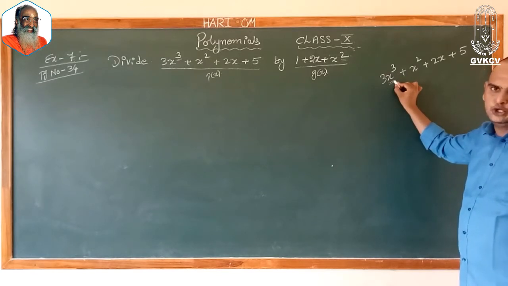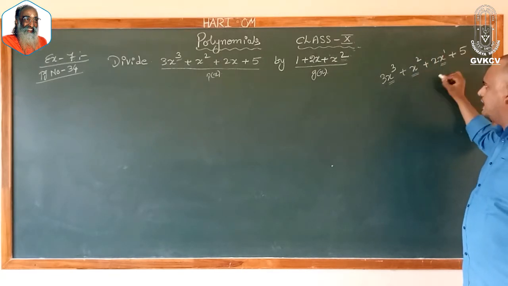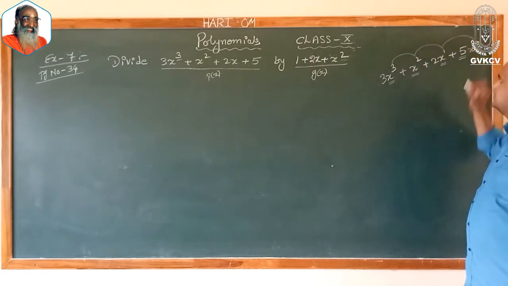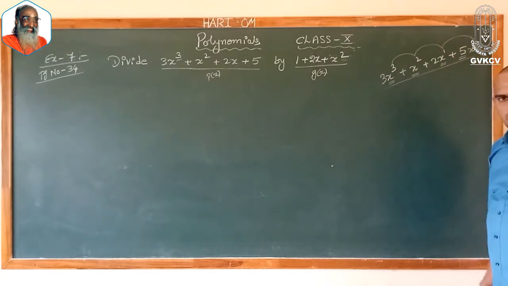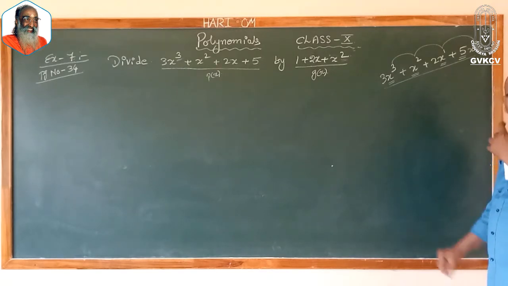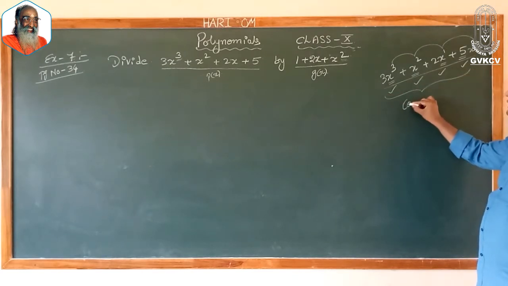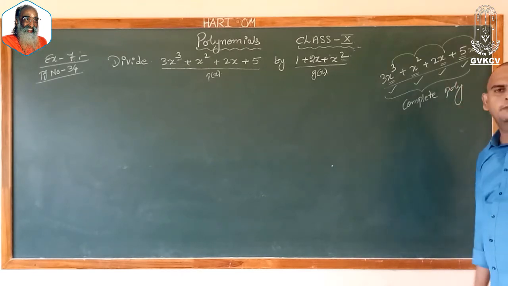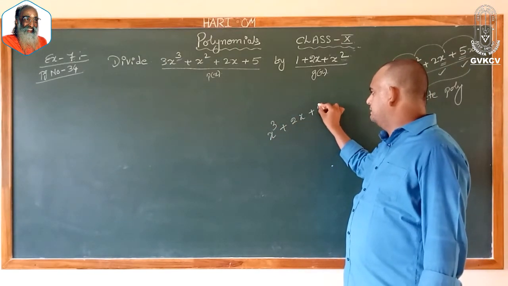First, which term do we have? X cube. After x cube we should have x square, after x square we should have x power 1. Next, we have the constant. See, 3, 2, 1, 0. We have a proper order here. It is a cubic polynomial, and I have all the terms: cube term, square term, x term and constant. So I can call it a complete polynomial.